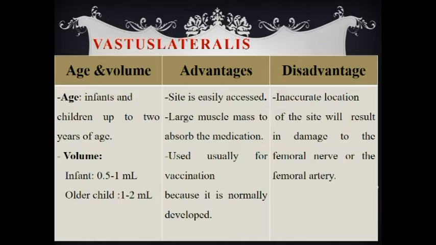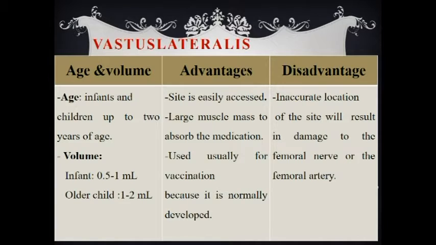The second muscle is vastus lateralis. The age for vastus lateralis muscle: infants and children up to 2 years of age. The volume for infants 0.5 to 1 milliliter. For older children 1 to 2 milliliters.